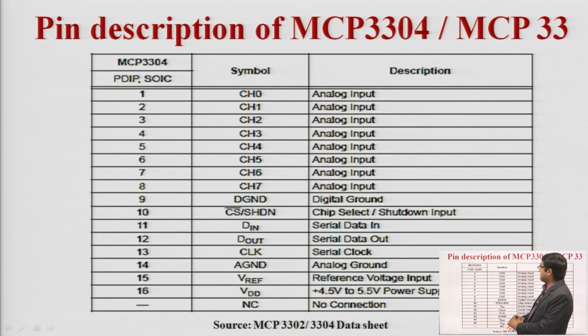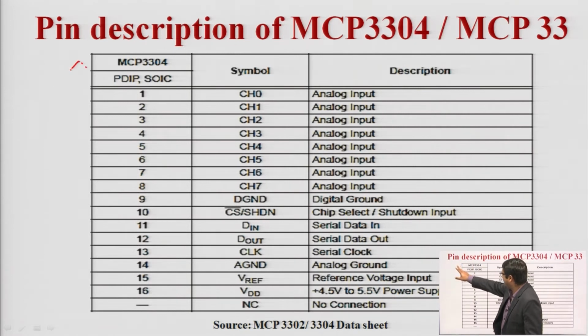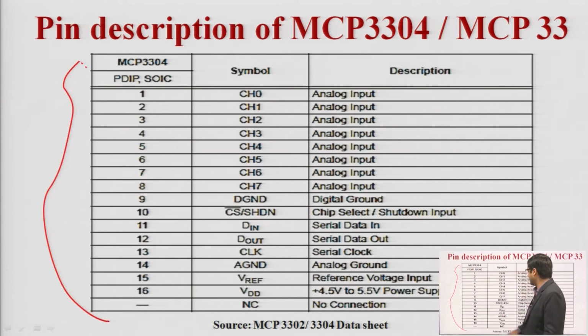So, let us discuss the detailed pin description of MCP3304 or MCP33. In the previous lecture, we started with the pin description, but we did not go through the details. In this lecture, we will discuss this pin diagram in detail. What we have seen so far is that in MCP3304, there are a total of 16 pins. Pins 1 to 8 are dedicated to analog signals, so a total of 8 analog inputs are available in the MCP3304 pin diagram.